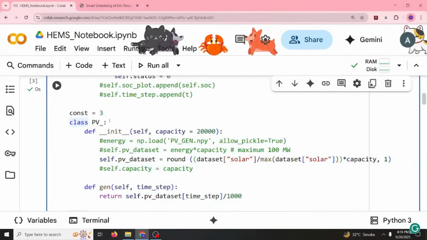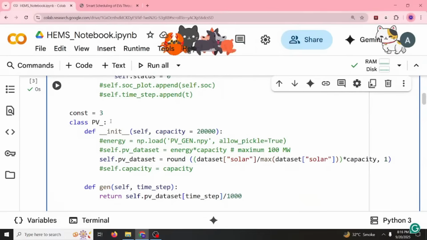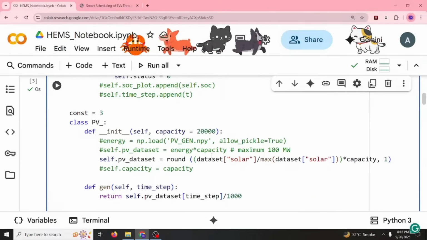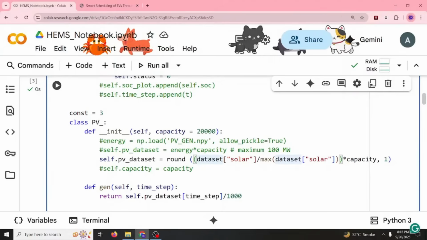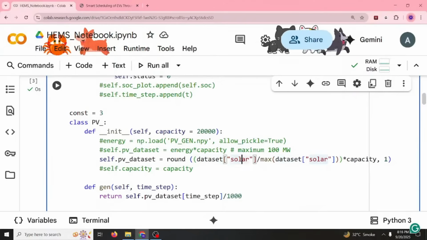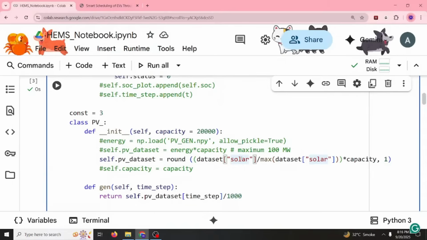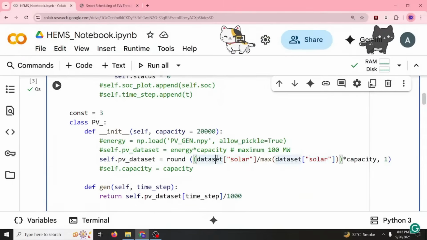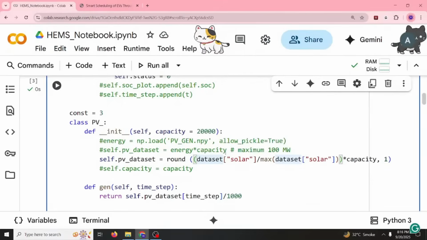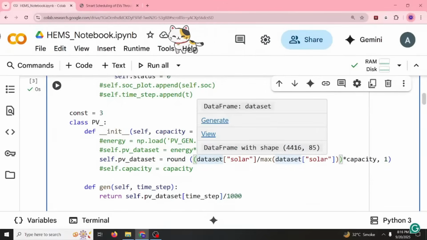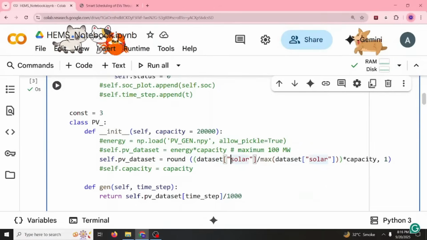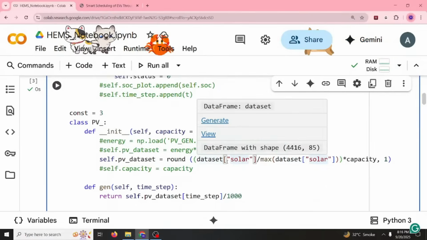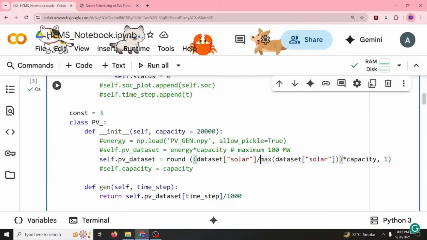this whole class, let's zoom in so that we can see it properly. So this PV class, guys, has this data set, and from this data set it is getting this solar variable. This is what we call a CSV data frame. You can see it is a CSV data frame with just 4416 values, and that's it.